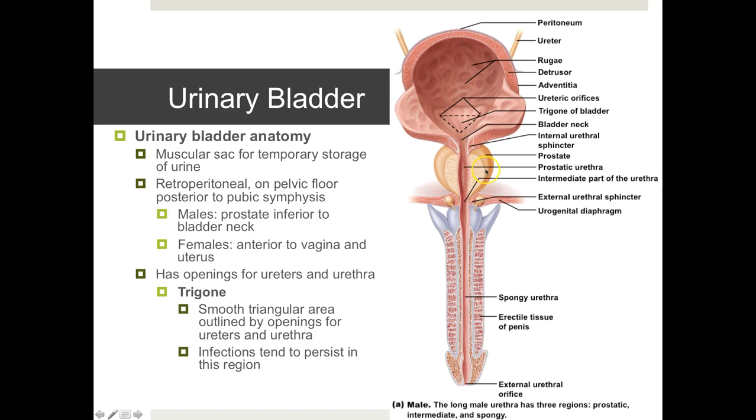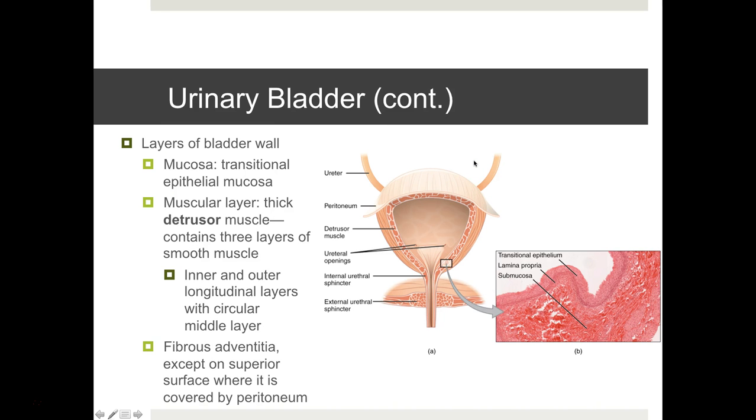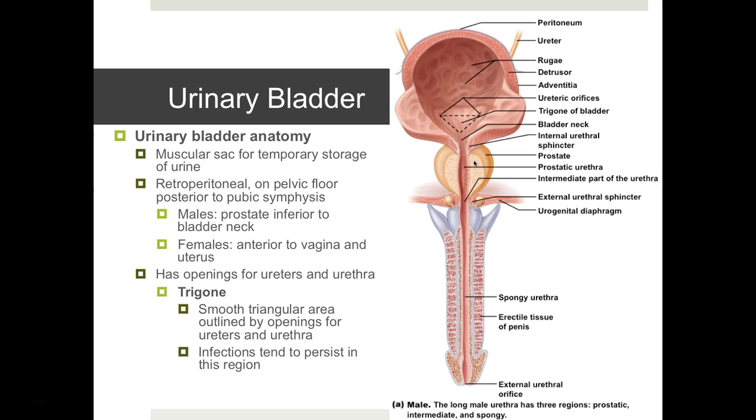So here's our neck of the bladder. Here is our prostate. And within females, let me see if I have a picture of that on the next slide, but that's going to be anterior to the vagina and the uterus. So let's talk more about the bladder itself. We have openings to the ureters, which you can't see too well in this image, but I think I have a better one coming up. And then we also have an opening to the urethra down in here.